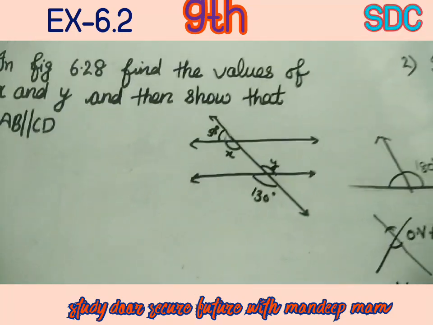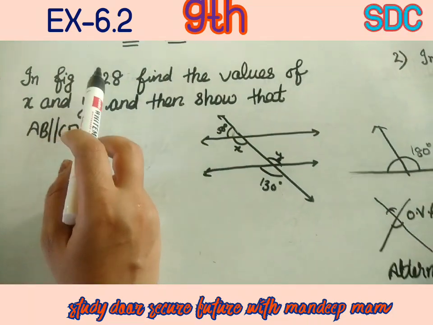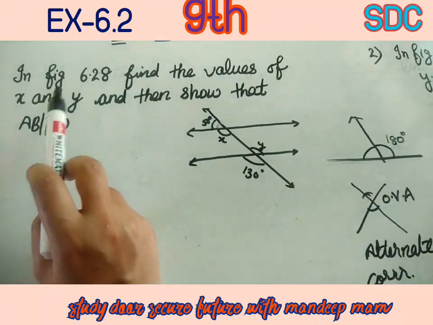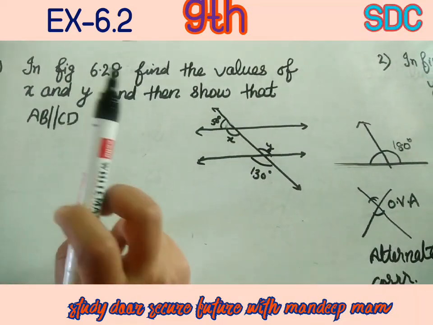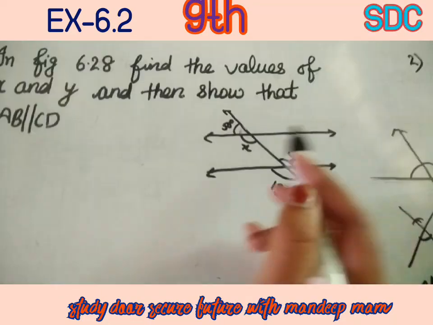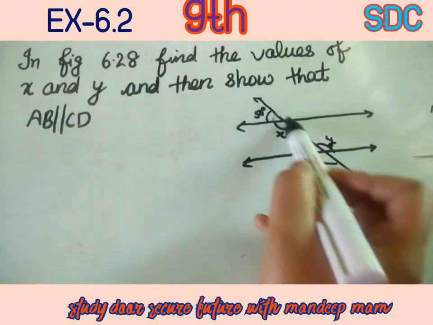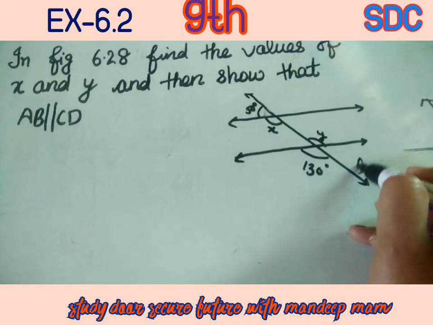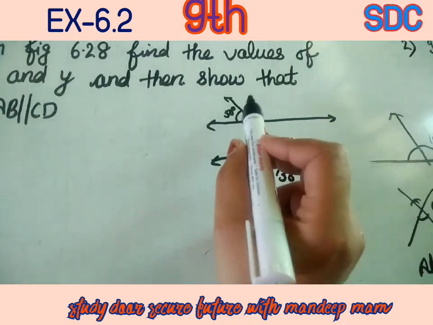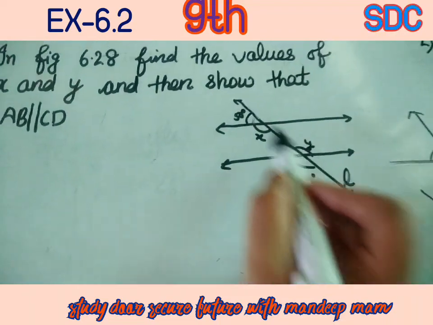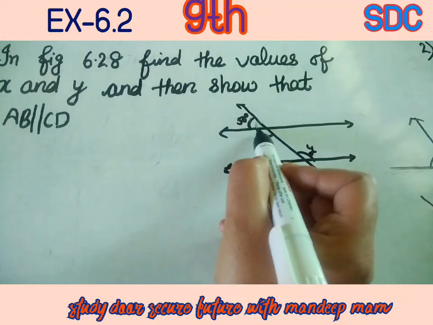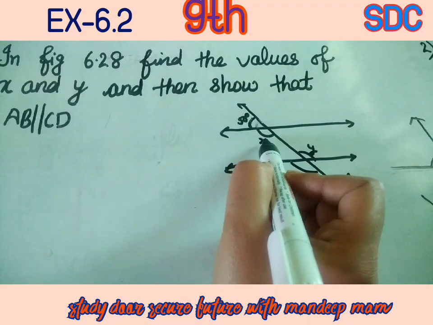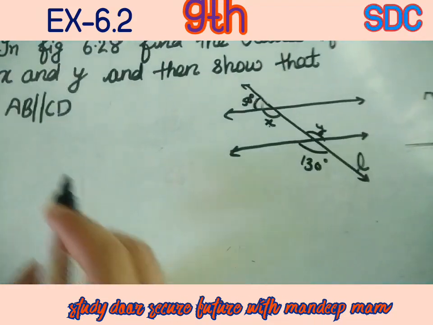Our first sum is: in figure 6.28, find the values of x and y and then show that AB is parallel to CD. Now we know that this line, let's name it L, is a straight line. So the sum of angles on a straight line will be 180 degrees. So x plus 50 will be 180 degrees. Let's start.